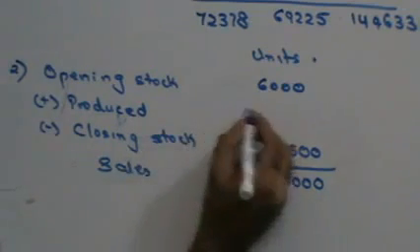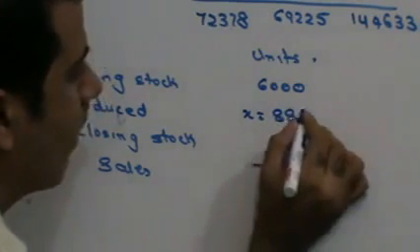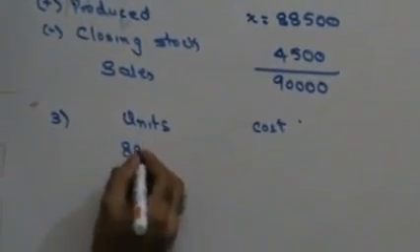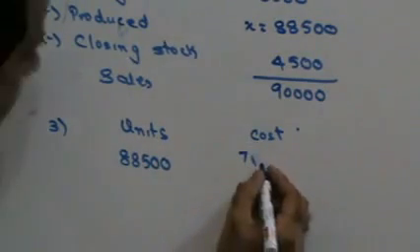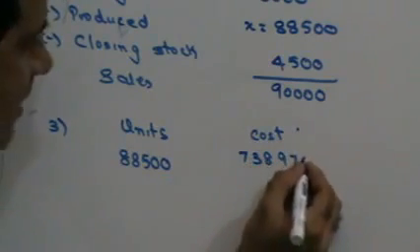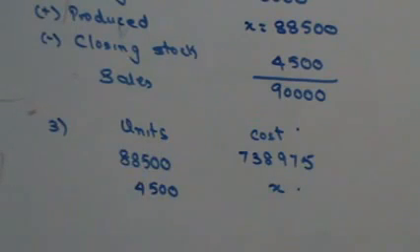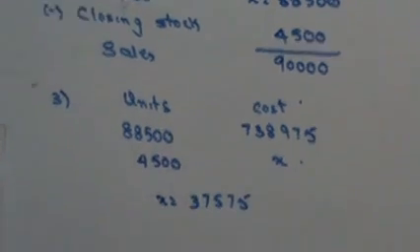Someone please tell me how many units are produced. Someone please help me get this figure X. It will be 90,000 plus 4,500 minus 6,000. That means 90,000 minus 1,500, that is 88,500. Right? Unit cost: for producing 88,500 units, from my cost sheet I know my cost of production is 7,38,975. So for producing 4,500 units, how much should be the cost? Someone please help me get this. 37,575.